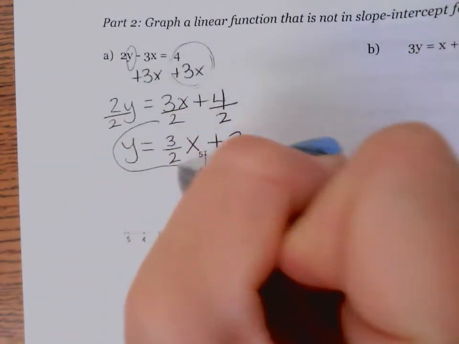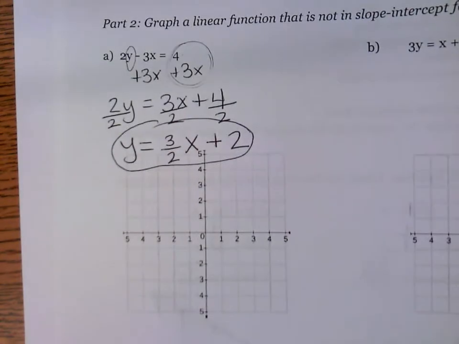Now I should know how to graph that. The hard part was getting it in slope-intercept form. Once it's there, you should now know how to graph that. So we're going to start at 2 on the y-axis, rise 3, and run 2. So again, a positive slope.